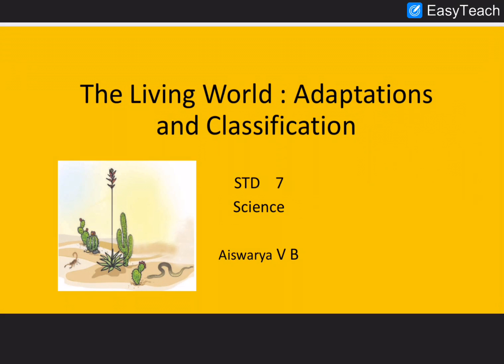So the living world refers to the plants, animals that we see in our surrounding. There are different kinds of plants and types of animals. So the surrounding in which we live refers to the living world.